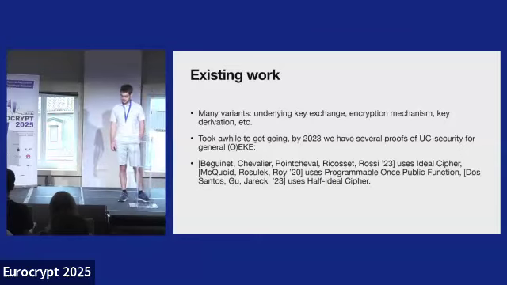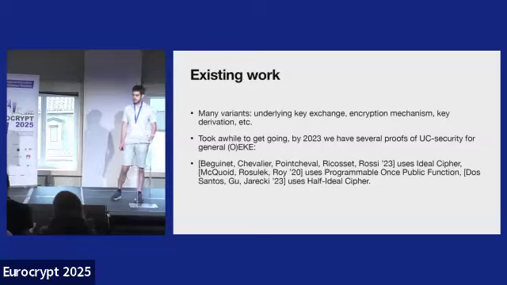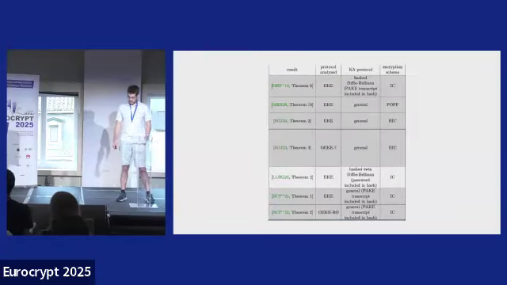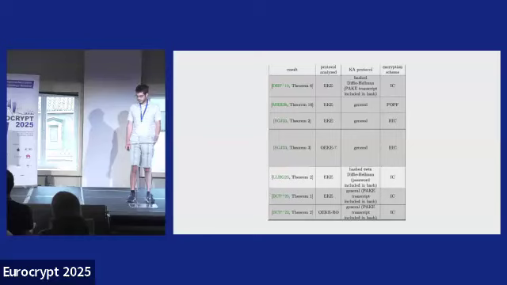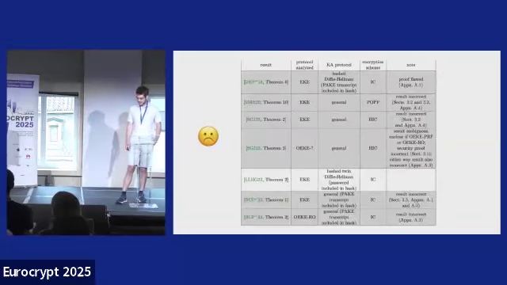One of them uses an ideal cipher. One of them uses something called a programmable once public function, which we'll talk about later. And then there's also some recent work that uses an abstraction called a half-ideal cipher. This is mostly just for efficiency reasons. It turns out that depending on what your key exchange is, implementing an ideal cipher can sometimes be the performance bottleneck. So we have this table of different versions of this and what they start with and what they use, and again, kind of what was shown in the last talk.